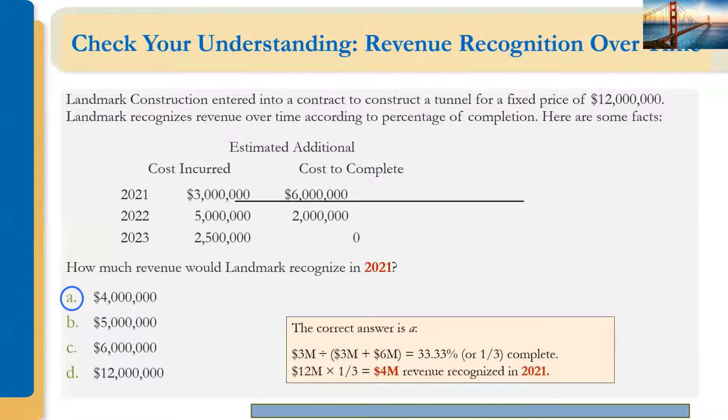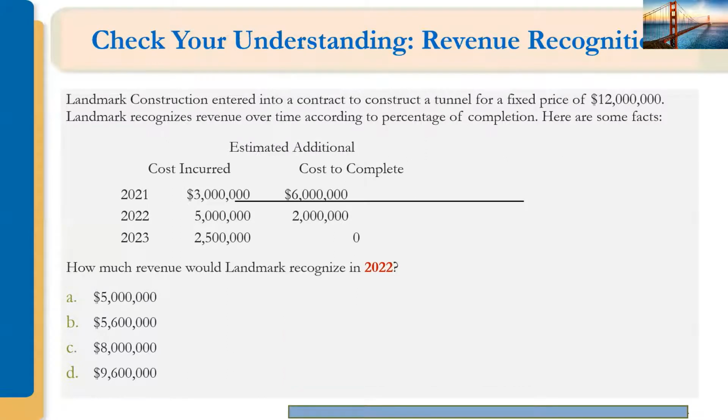You would arrive at that answer by dividing 3 million by the 3 million plus 6 million, which will give you the 33.33%, and the 12 million times 1/3, or 33%, will give you the $4 million revenue recognized in 2021.